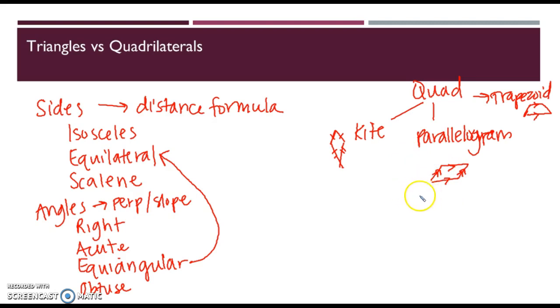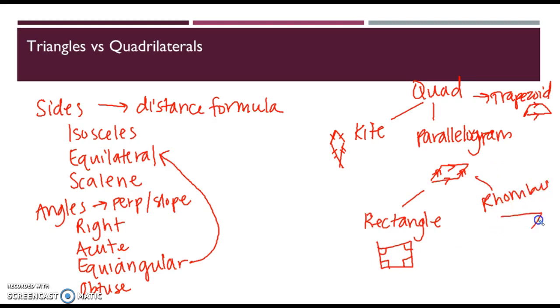To get more specific, I can have a rectangle, where I have opposite sides parallel and 4 right angles. Or I could have a rhombus, where I don't have right angles, but all of my sides are the same. Then both of those can lead us to get even more specific and get a square, where all the sides are the same and there are 4 right angles. So this is what we've been looking at in our geometry unit thus far.